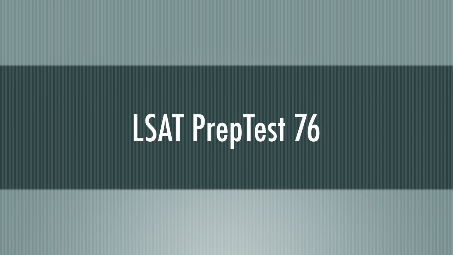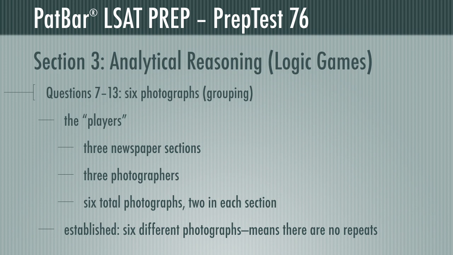In this video, we continue our presentation of Section 3 of PrepTest 76. This second problem is one in which we will be grouping possibilities. Our players in this game are 3 newspaper sections, 3 photographers, and a total of 6 photographs, 2 in each of the 3 sections. Our introduction gives us one important piece of data before we get to our rules, that there will be 6 different photographs. We know from this that no photograph will appear more than once. As it turns out, that detail doesn't come up this time, but it is good practice to see and acknowledge details that could.